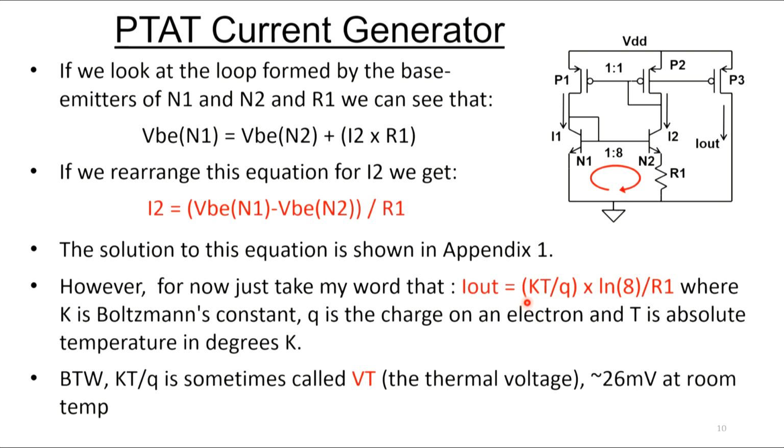K is Boltzmann's constant. Q is the charge on an electron. T is the absolute temperature in degrees Kelvin. The log of 8 here is just the ratio of these 2 transistors. And then R1 is the resistor value. By the way, KT over Q is sometimes called VT, and that's the thermal voltage. So if you hear someone talk about VT or thermal voltage, that's this parameter KT over Q, and at room temperature, it's about 26 millivolts.